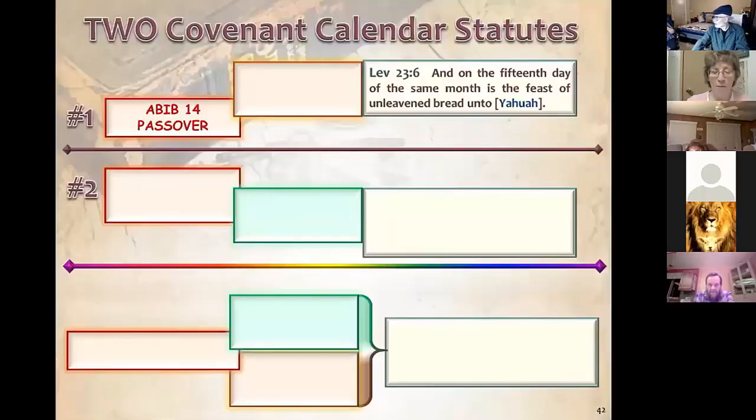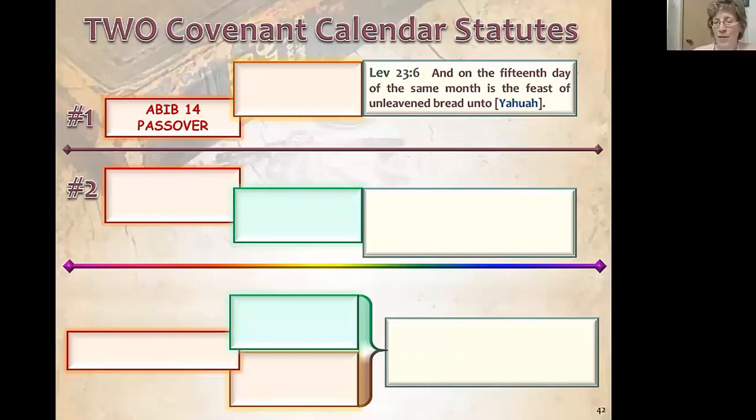This is probably the most important slide of the whole study right here tonight. Slide 42 has an interesting number for a slide. We're going to look at two covenant calendar statutes. Statute number 1 is Abib 14 is always Passover. And what does it tell us about the 15th?